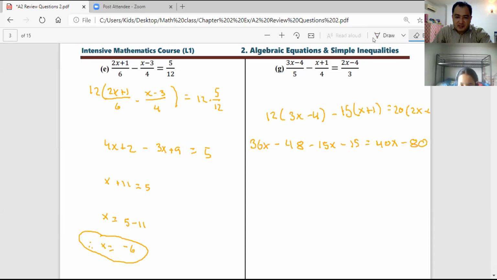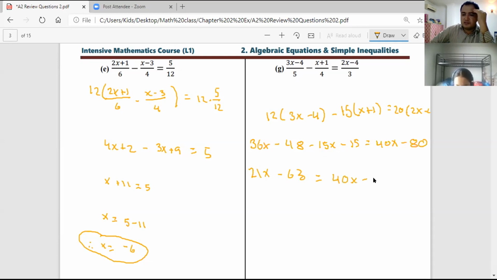Shahina, don't leave too big a space. Yeah, get a bit closer. Okay, now x. Minus 48 minus 15. What is it? Minus 48 minus 15 is negative 63. So it is minus 63, equals. Now we have 40x minus 80. Nothing to do with the right-hand side, it's already in simple form.